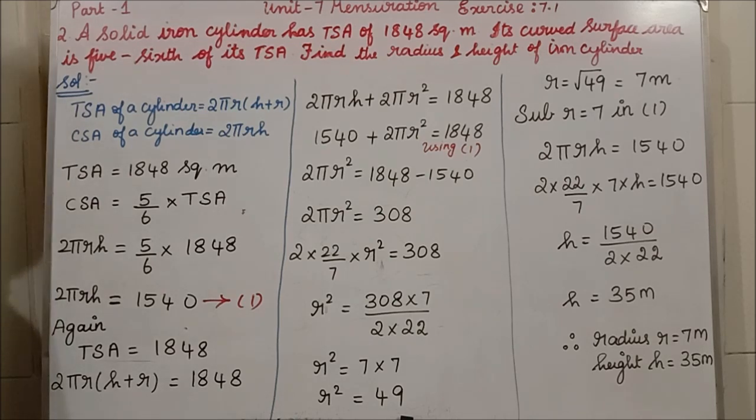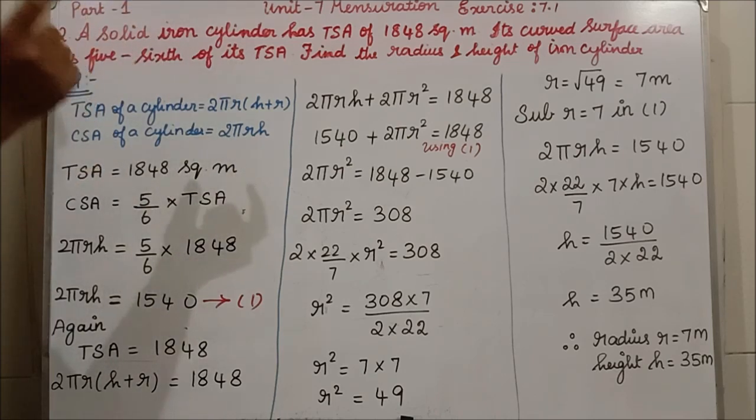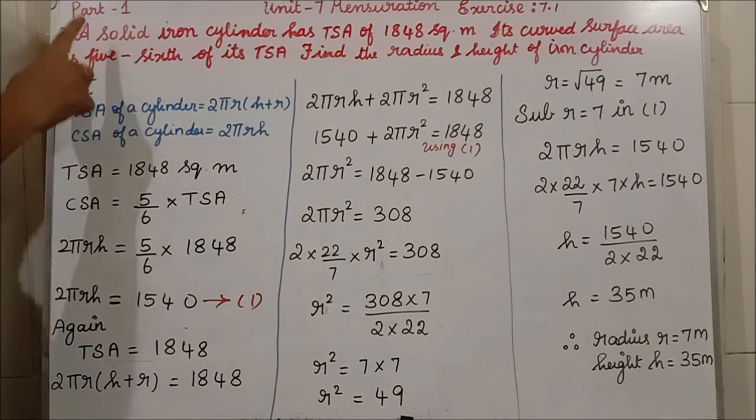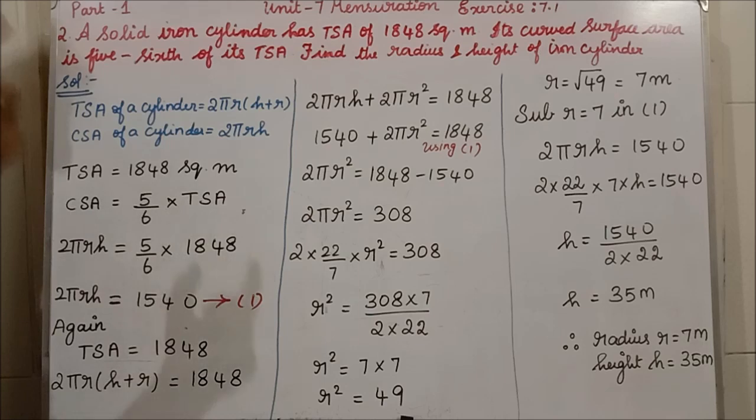Now, second question. A solid iron cylinder has total surface area 1848 square meter, they have given. Its curved surface area is 5/6 of its TSA. Find the radius and height of the iron cylinder.